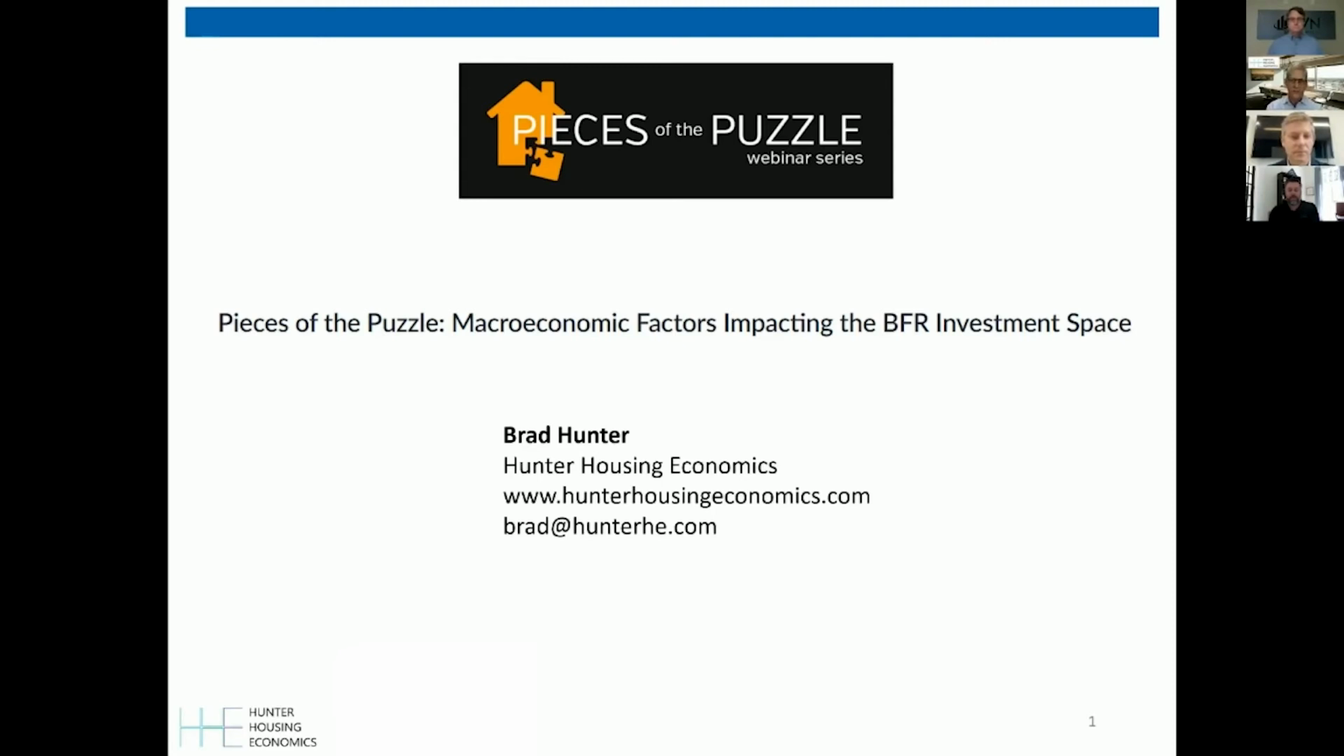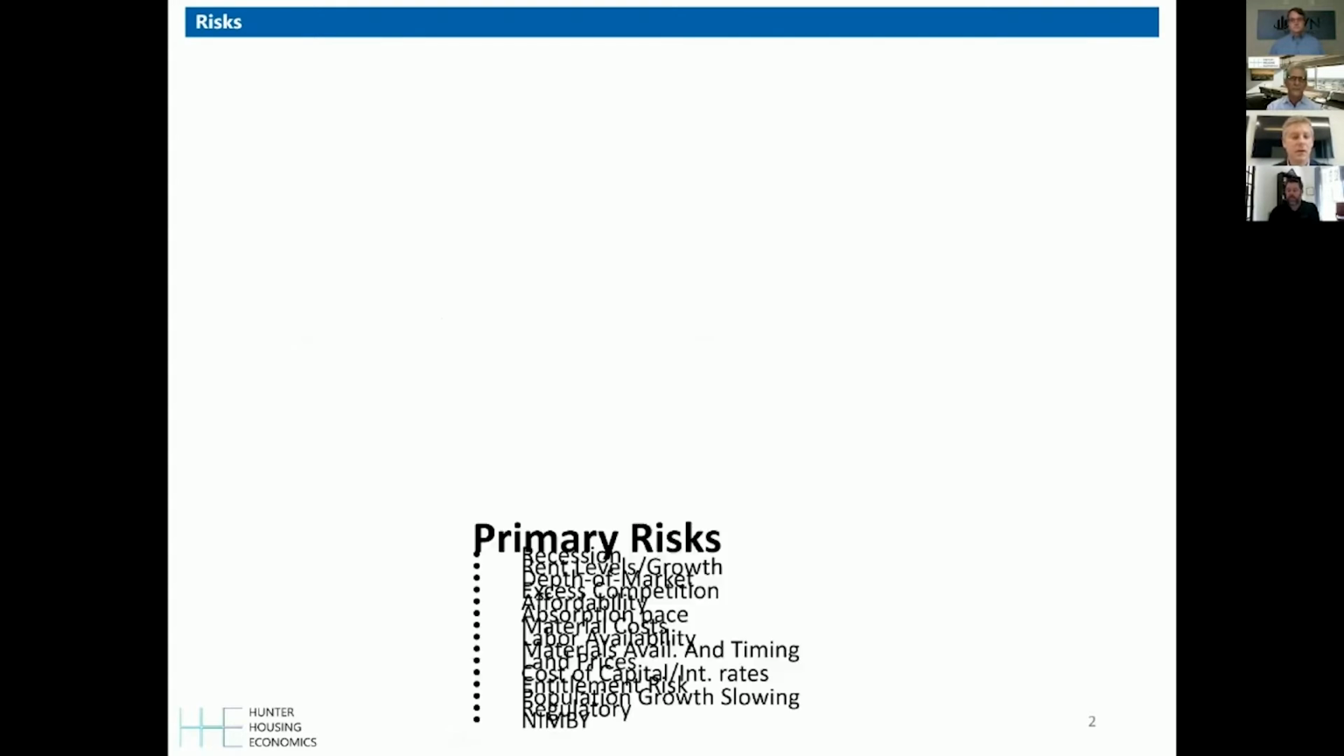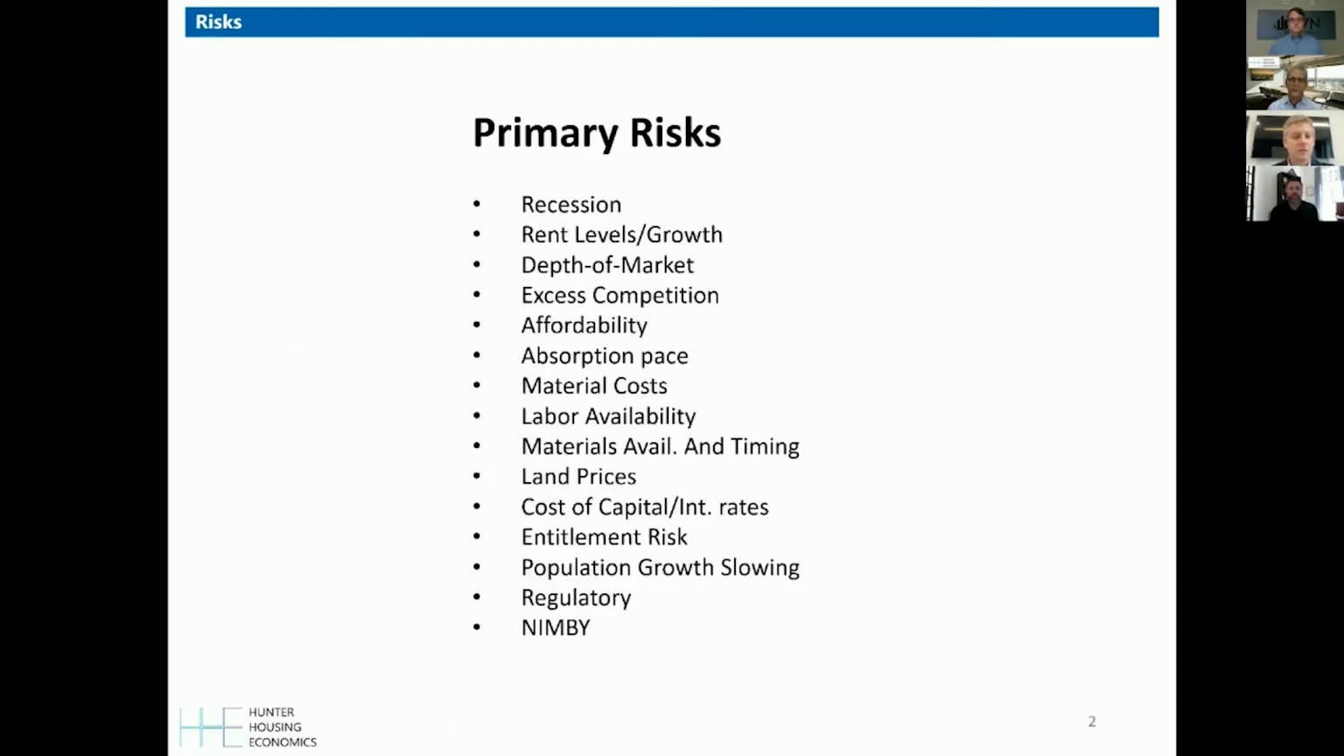I get a lot of questions these days, as you can imagine, about what's going on with the economy. How does that impact our build for rent deal? And it's not a no-brainer. I've been saying that for a couple of years now. There are risks with build for rent, and the primary ones are ones that I jotted down here.